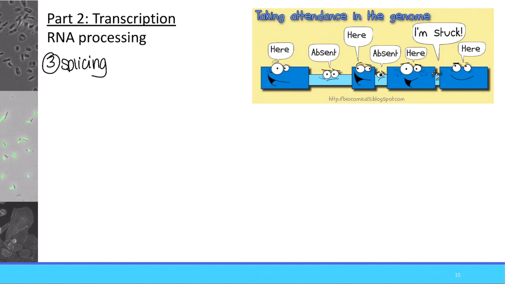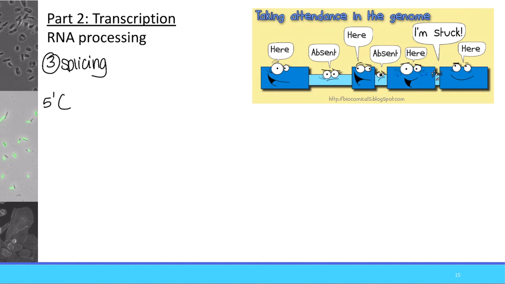And splicing has to be one of the coolest things that happens. It's certainly one of my favorite things to talk about. We're not going to get into all of the molecular mechanisms of it. I talk a lot about it in cell biology, but it's just such an amazing process. The way that I think about splicing is the way that this cartoon shows it. Here we've got different pieces of our mRNA, and some are saying here, some are saying absent, some are saying I'm stuck, and this gets back to what occurs in splicing.